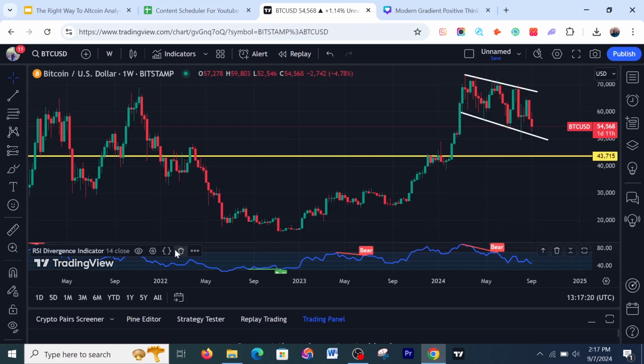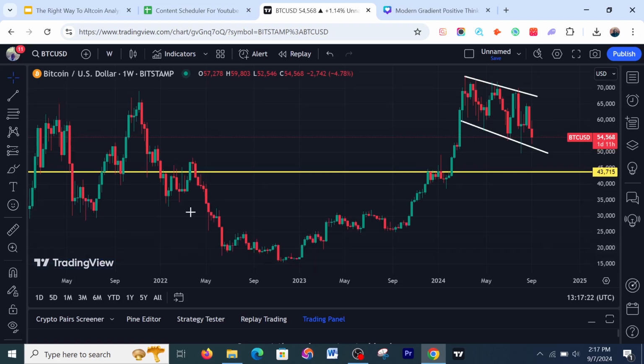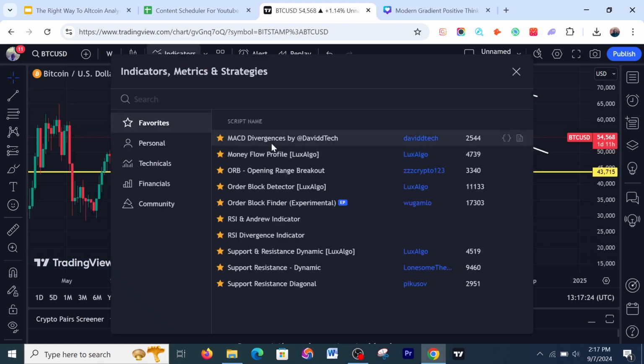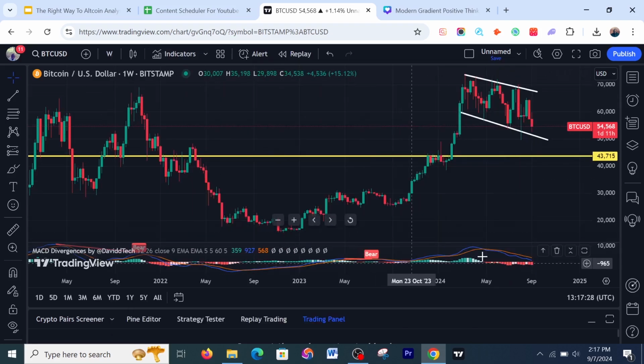So I would remove this indicator. I would add the MACD divergence by David Tech. So I could add this. So you could still see the histogram is still negative even up till now. There is no sign that the histogram is about to turn from negative to positive. Nothing. So if you're going to trade altcoin right now, you have to be wary, you have to be careful.